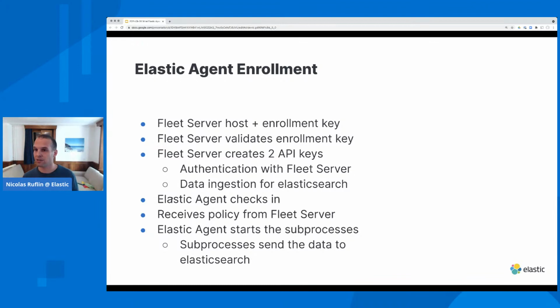Then the Elastic Agent checks in to Fleet Server. The Fleet Server sends down the policy that is attached to that enrollment token. And the Elastic Agent, based on that policy, decides: do I need to run Metricbeat? Do I need to run Filebeat? It looks at the list and makes a decision on what to run, and these processes then ship data to Elasticsearch.